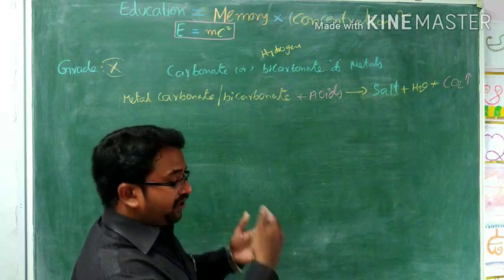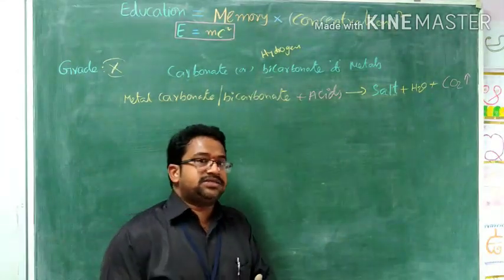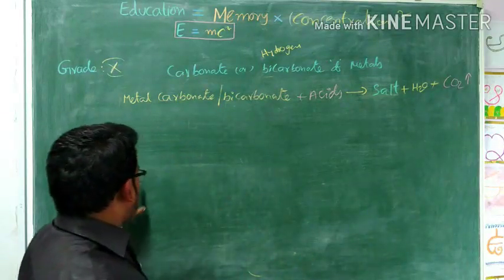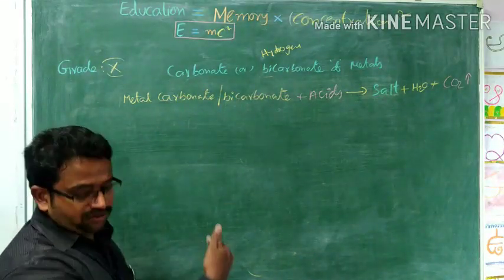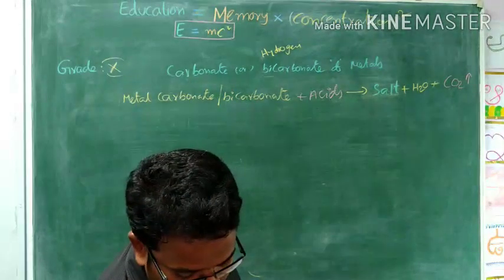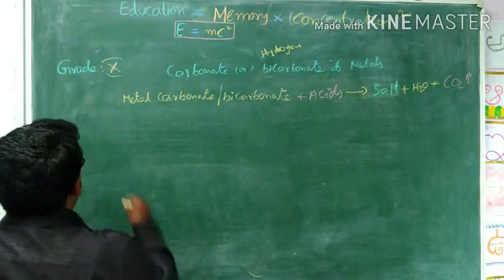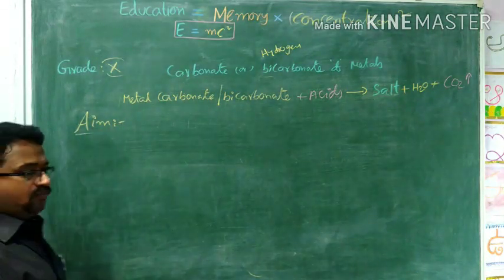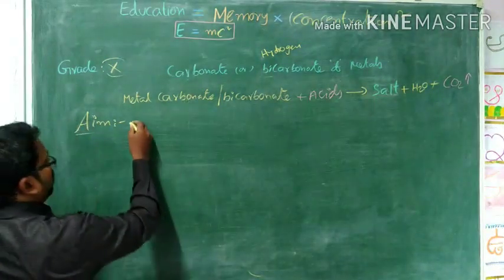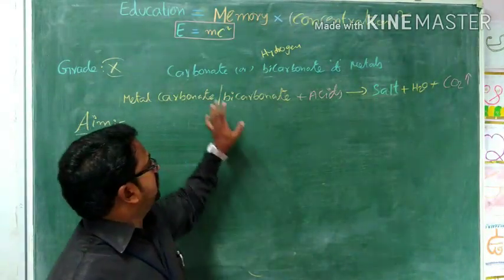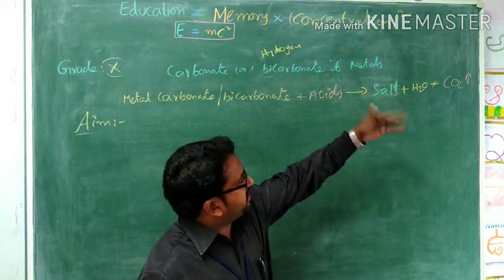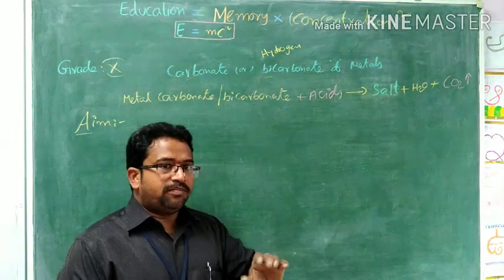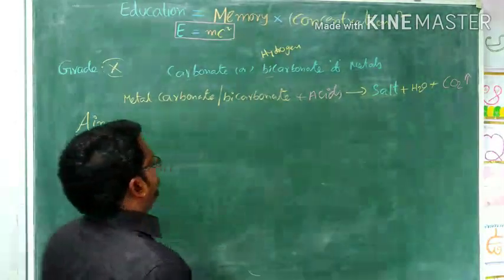Activity means certainly we should go for aim, apparatus, procedure. Of course, the procedure is a small diagram, and observation, conclusion, and the equation. All the things we have to consider. Okay, let us see first. Aim. What is the aim? Based on the question you have to go for. Based on the question, show that carbon dioxide gas is evolved when metal carbonate or bicarbonate reacts with acid. Based on the question only, the aim will arise.